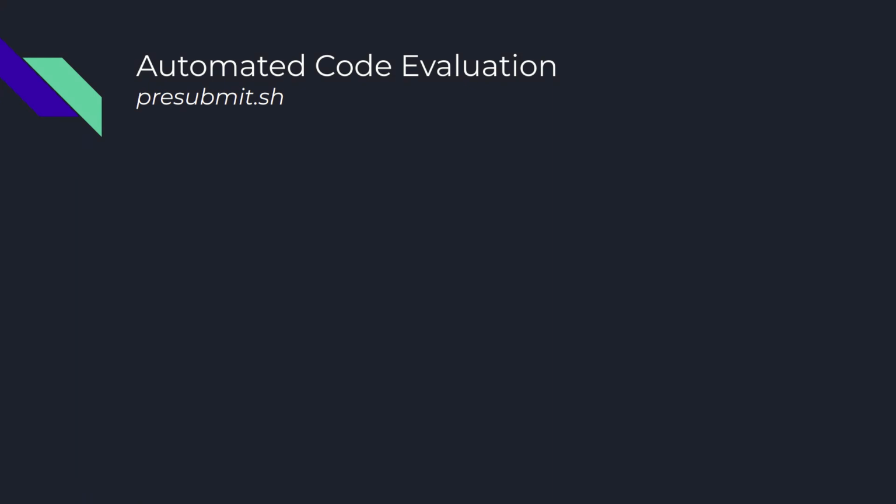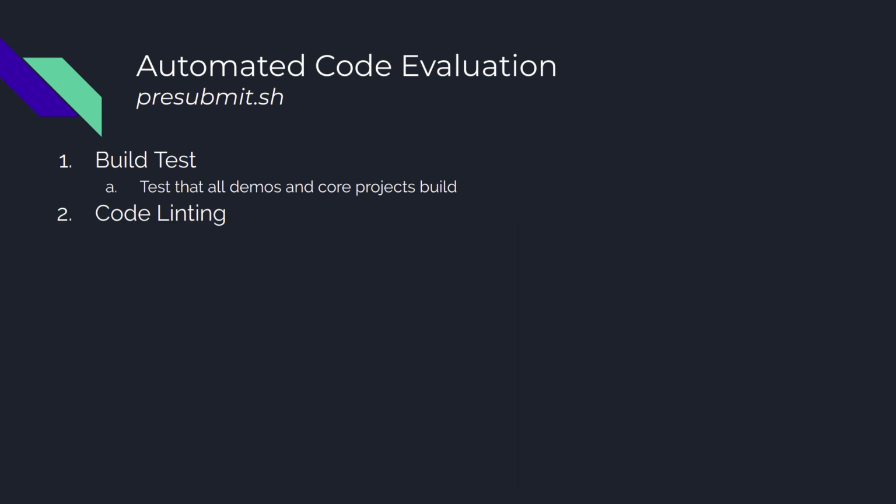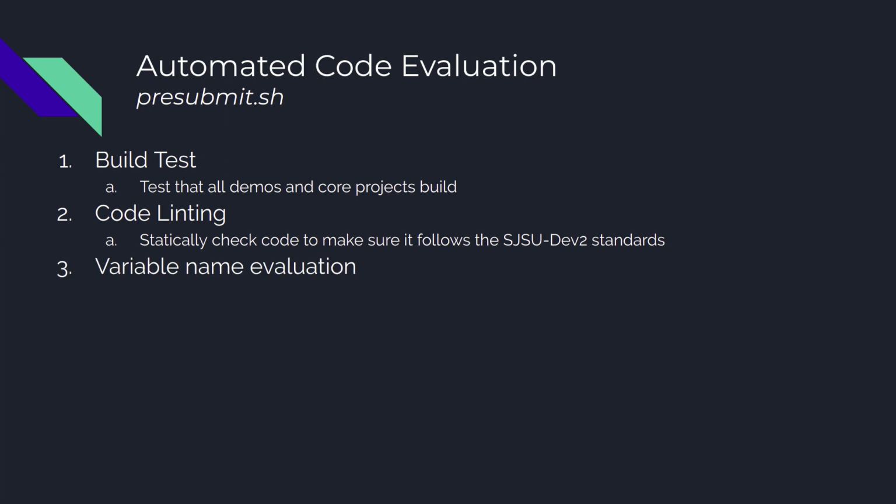So now I'm going to go over some of the things that we check. The first thing is that we have this thing called presubmit.sh, which is basically a means of submitting. It's something you should do before your code actually gets through to the code base. First thing we do is a build test. We test all the demos and all the core code to make sure each one of those builds appropriately. Next thing we do is code linting. We statically check your code to make sure that it follows the Google standards, making sure that no lines go above 80 characters, that there's a new line at the bottom, that the includes you have are in alphabetical order, all those things. We also check your variable names to make sure that they fit the SJSU-Dev2 standard.